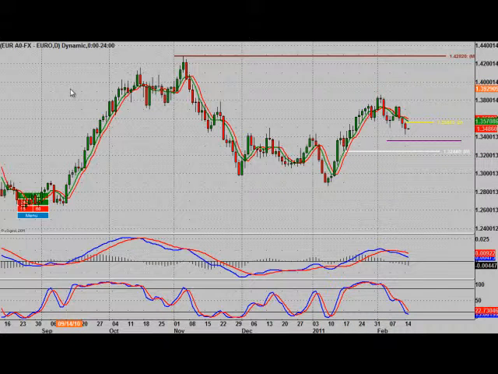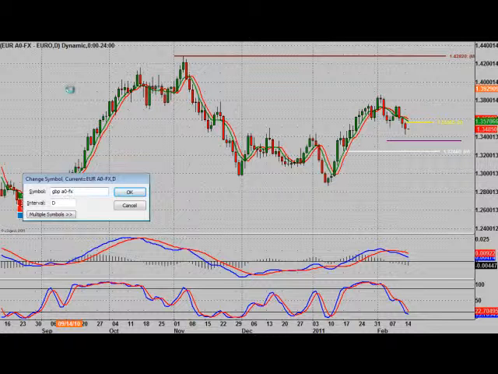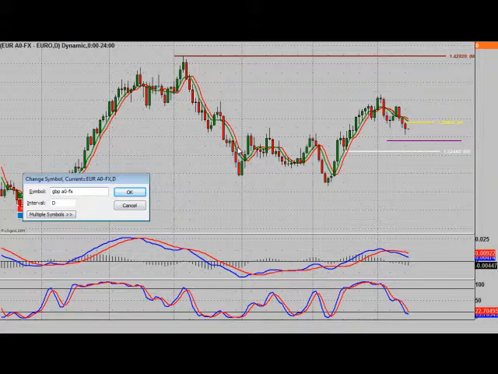Next market, the British pound. Despite that short-term trend having rolled lower, this market continues to hold up pretty well.